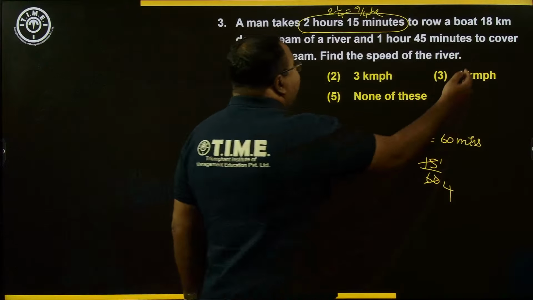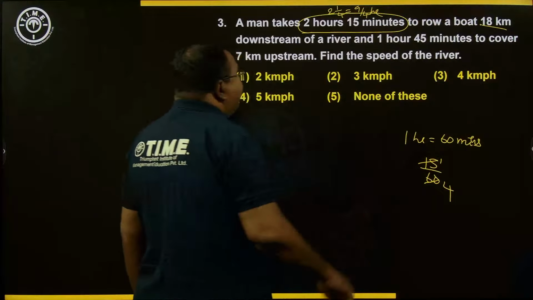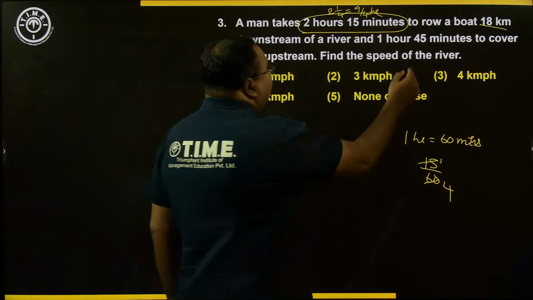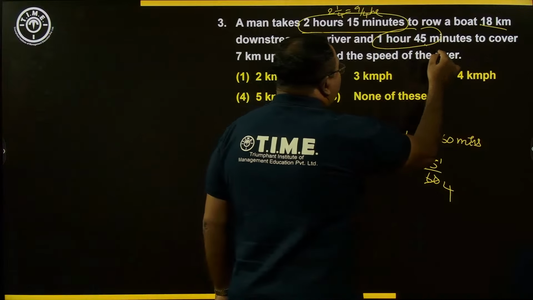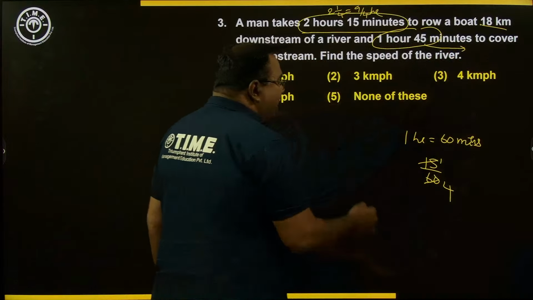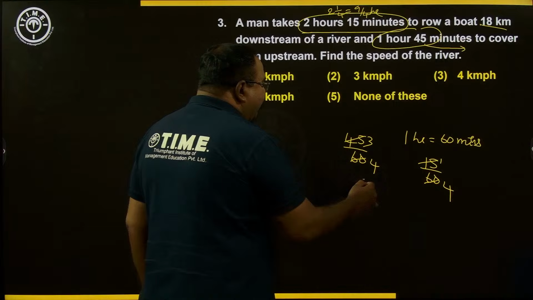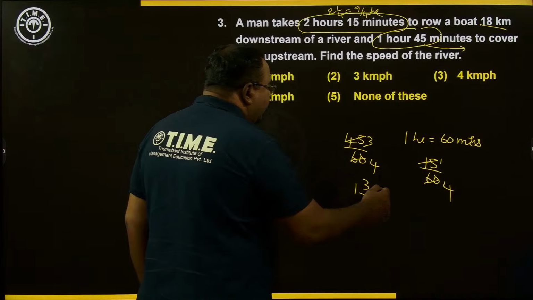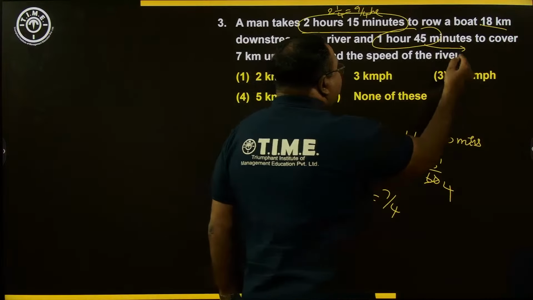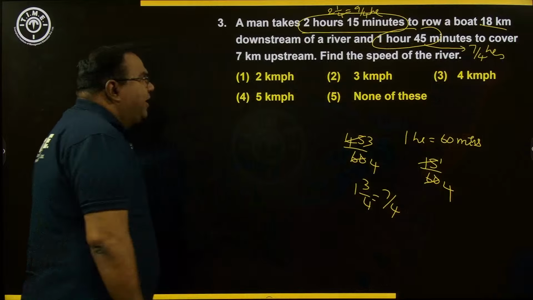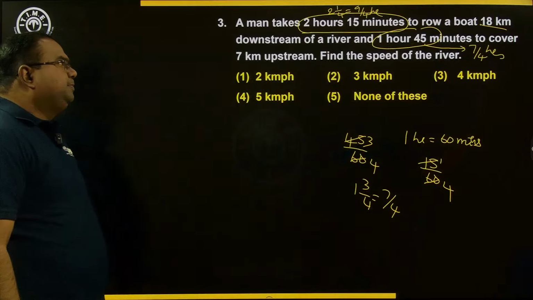So he's going 18 kilometers downstream in 9/4 hours. And he's taking 1 hour 45 minutes, right? So 45 minutes is 45/60. 45/60 is how much? 3 upon 4. 15 3s, 15 4s. So 1 3/4 hours. So 7/4 hours it is taking to cover 7 kilometers upstream. Find the speed of the river.